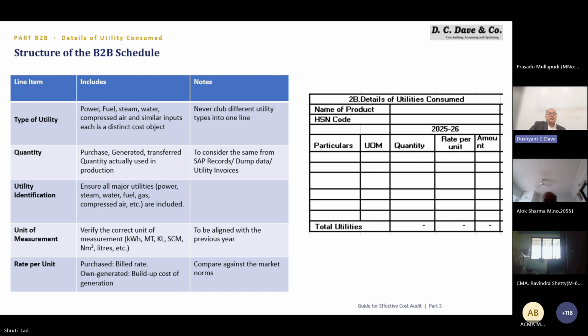Let me ask you a question here. Should utility losses always be included in the product cost?